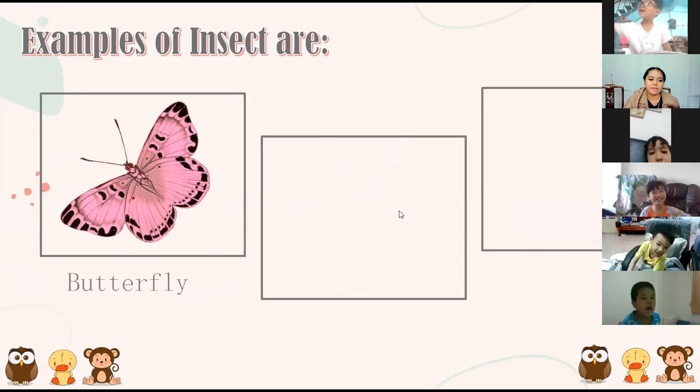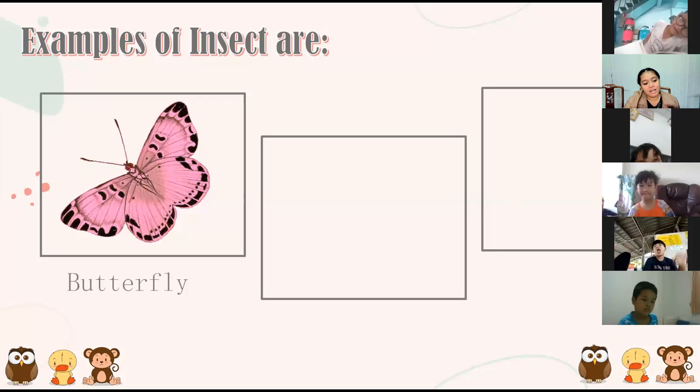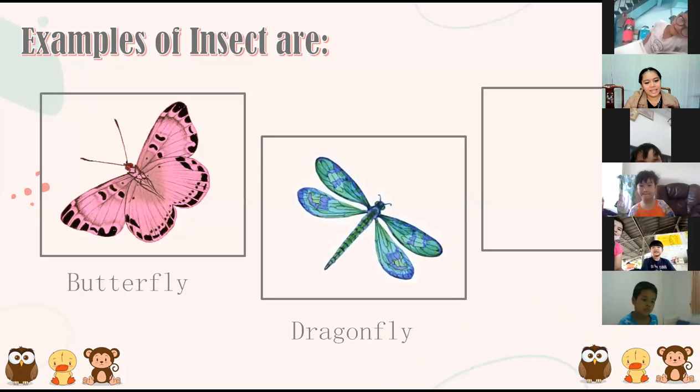Okay. Next, we have. What animal is this? Butterfly. Do you like butterfly? Yes. Why? Because they are cute, right? And they are colorful, right? Where can you see a butterfly? You can see it in the garden, right? Garden.